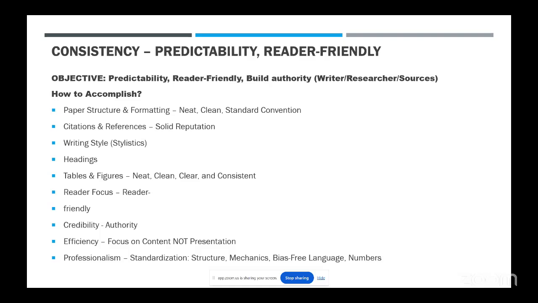Now, let's talk a little bit about consistency. Okay, and in another presentation, we will show examples. Okay, but consistency.